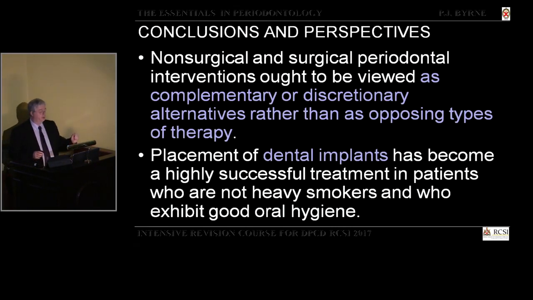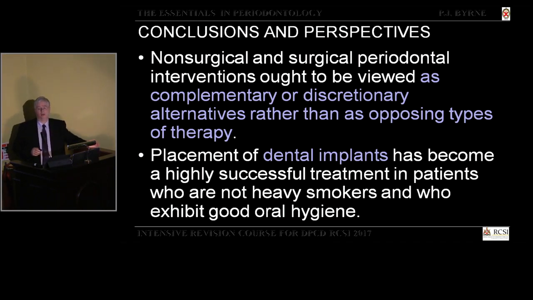Non-surgical and surgical periodontal interventions ought to be viewed as complementary or discretionary alternatives rather than as opposing types of therapy. Because the great battle in the literature, as we saw in the 80s particularly, was surgical versus non-surgical. That's not the way we should look at it. We need to choose the techniques, be it surgical in one part of the arch, perhaps non-surgical in the other. So, this is an important aspect, that we need to choose the right technique for the right area.